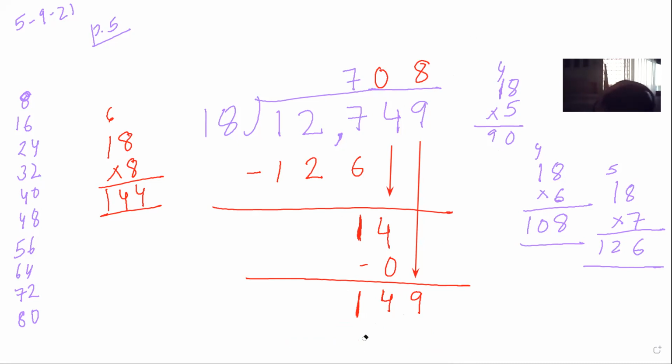Okay, 149. I need to write smaller because 149 and 144. And I have a remainder. What's the remainder, girls? When I minus it, what do I get? 5. Excellent. I get 5. So this is the quotient. This is what you call the divisor. And this is the remainder.